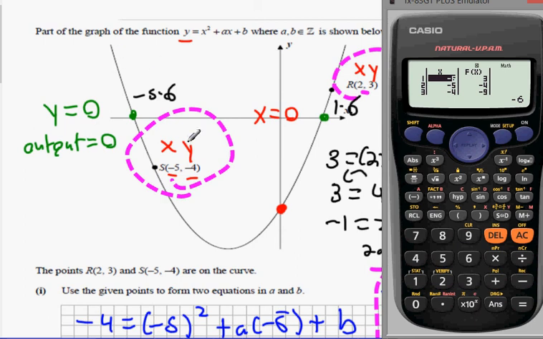Minus 5 is down here, and it's worth minus 4. What happens between the 3 and the minus 4? It means it has to cross the x-axis, doesn't it? So that means that your answer of minus 5.6 looks pretty good, doesn't it?